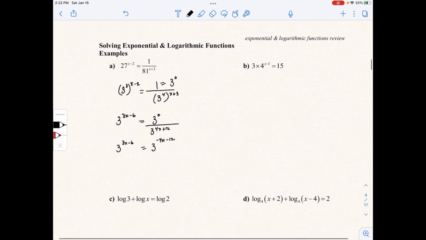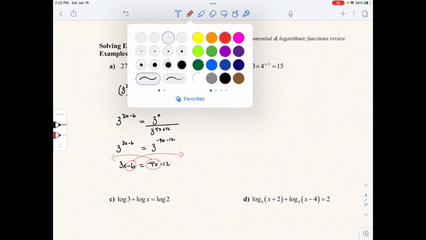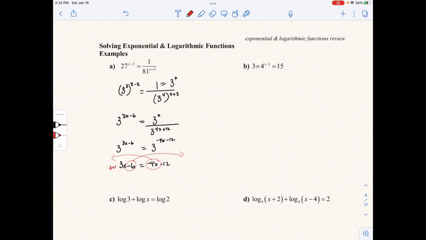And now my bases are the same, so I'm going to drop the exponents. So 3x minus 6 is equal to negative 4x minus 12. I'm just going to move the negative 4x over. When we move that negative 4x over, that's, of course, a plus 4x. And the negative 6 becomes plus 6. And so we get 7x is equal to negative 6. So x is negative 6 sevenths.